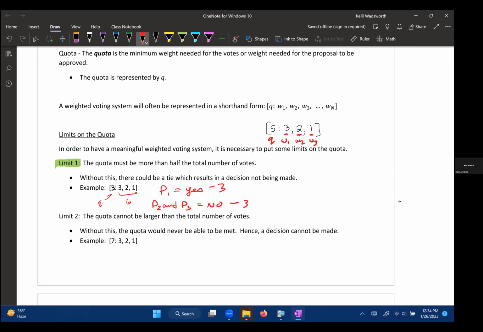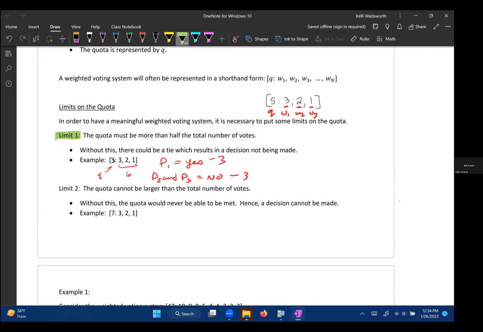We don't want there to be the same number of votes for yes and no and still pass whatever the resolution or whatever decision is trying to be made, right? So as long as you just make the quota more than half the total number of votes, that will never happen. You'll never get a yes-no tie with the number of votes available. Okay, so we're good with that, which is why the quota just has to be more than 50% of the votes.